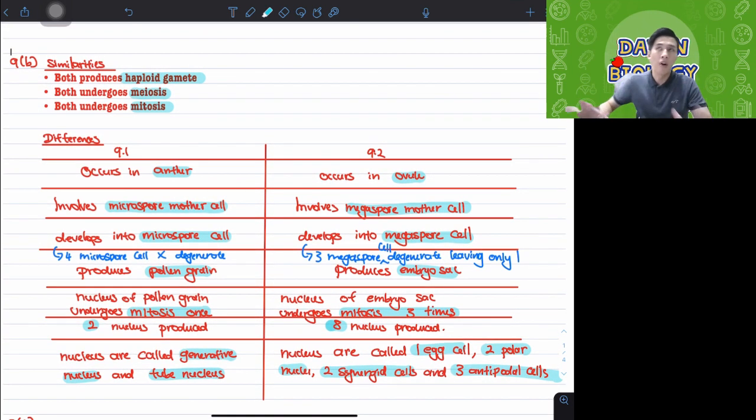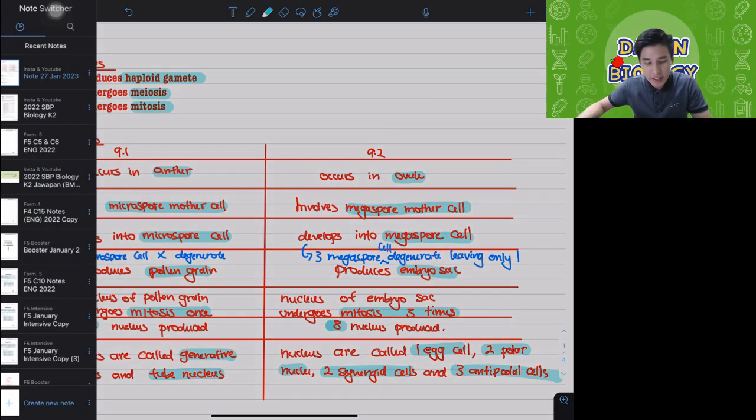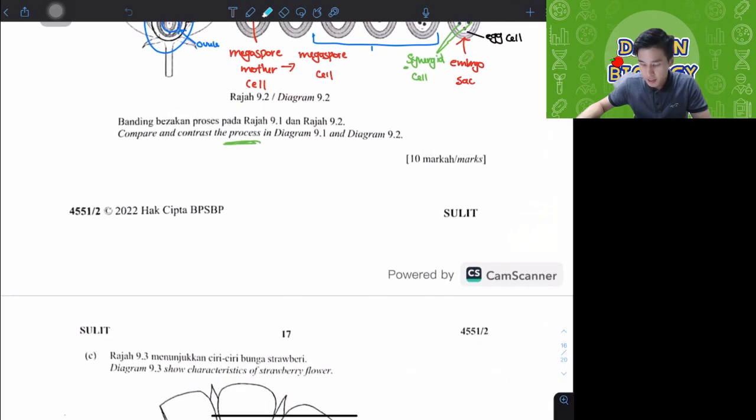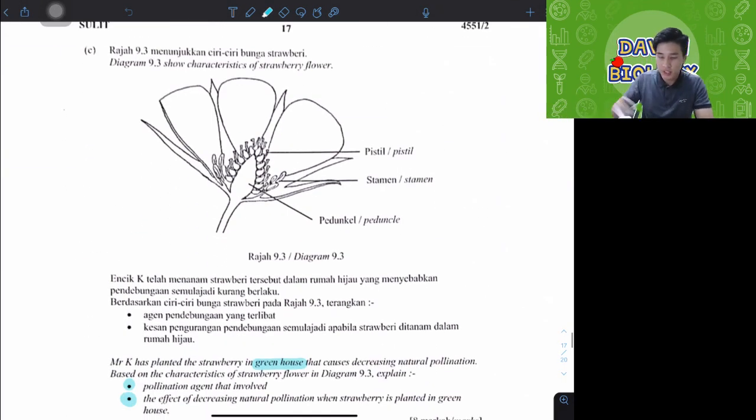Alright, so now, honestly, this comparison is slightly tougher. I actually don't expect this kind of comparison question to come out in SPM, because the SBP paper is usually slightly harder. So you can just pause and copy yourself. Then, when done, we look at the next question.